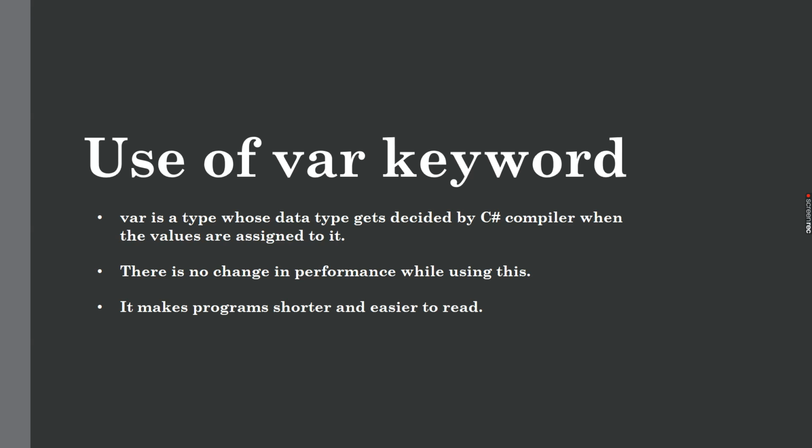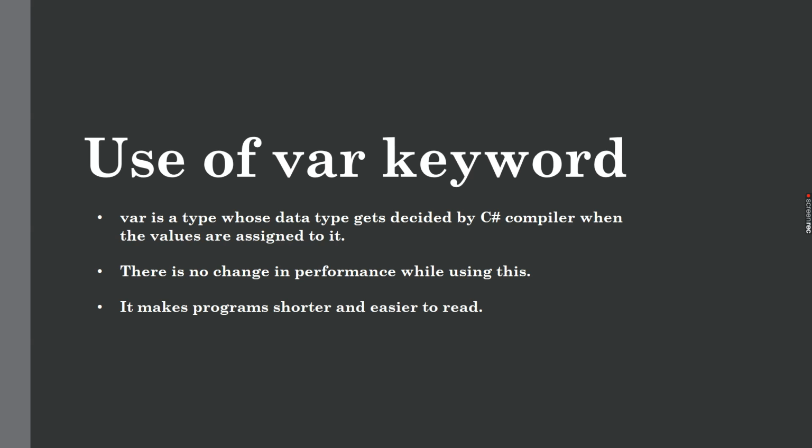Whenever an interviewer asks you what the var keyword is, or what the use of the var keyword in C# is, the first line you should say is: var is a type whose data type gets decided by the C# compiler when the values are assigned to it. Very simple.